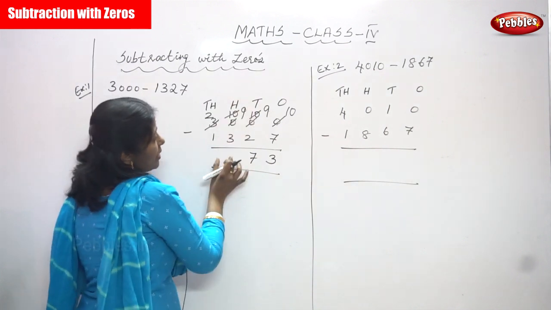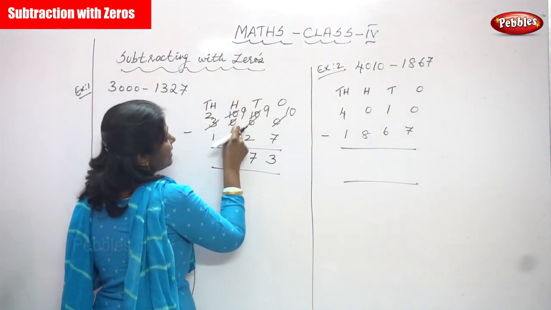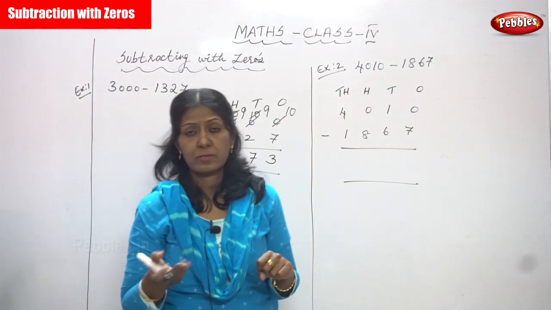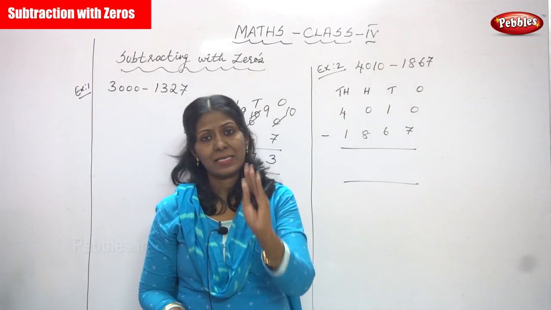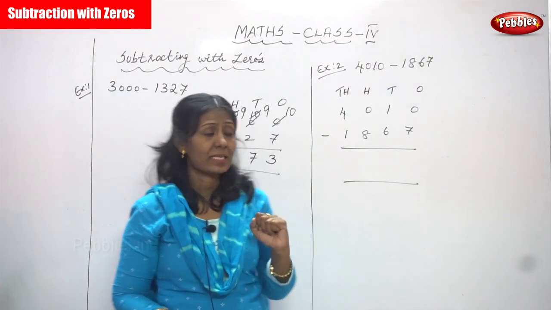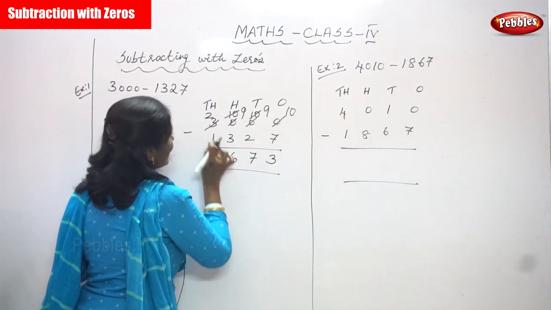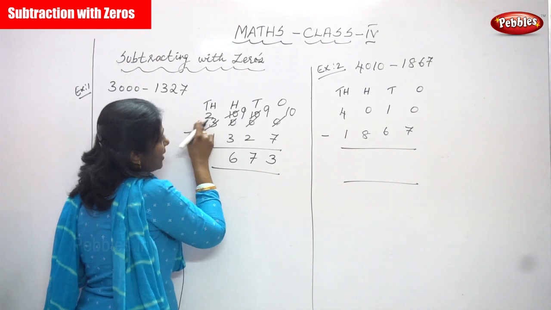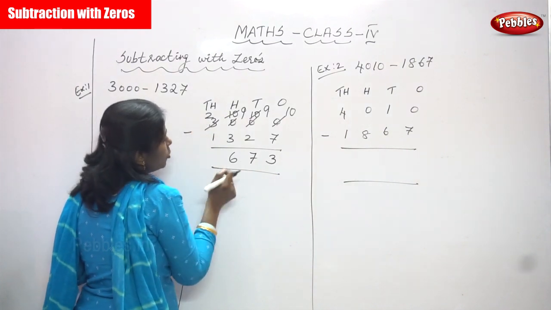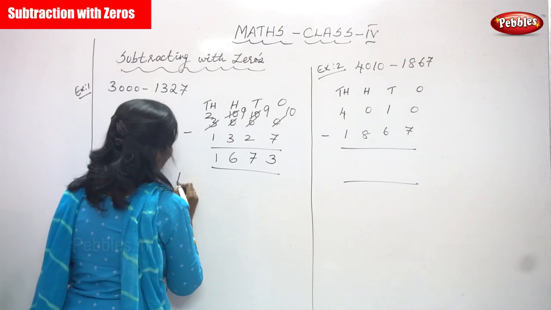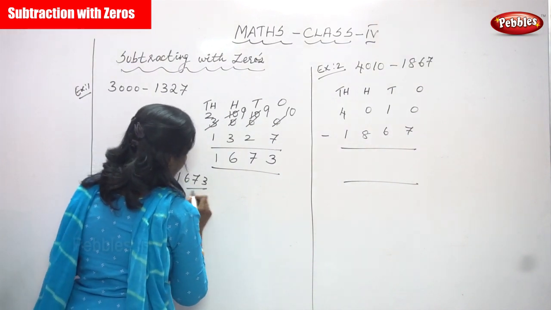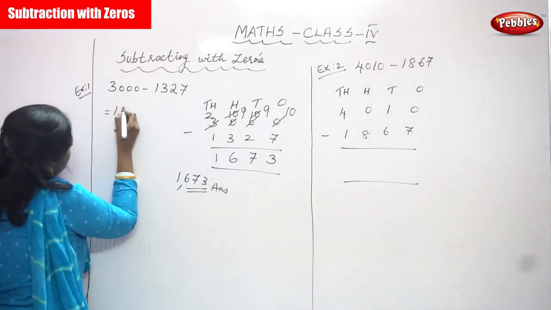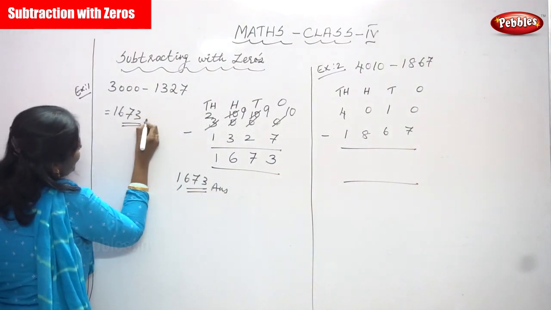Now we are focusing on the hundreds place. What is the number at the top? 9. 9 minus 3. Again backward counting, after 3: 4, 5, 6, 7, 8, 9. So the number is 6. Write 6 here. The last is the thousands place. What is the number in the thousands place? 2. 2 minus 1, you know that, 1. The answer is 1673. This is the right answer for the question.